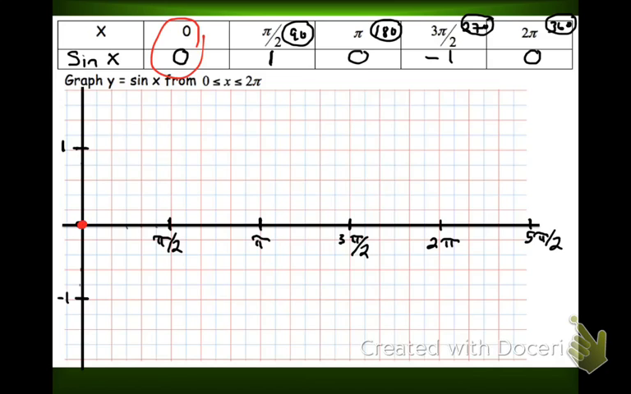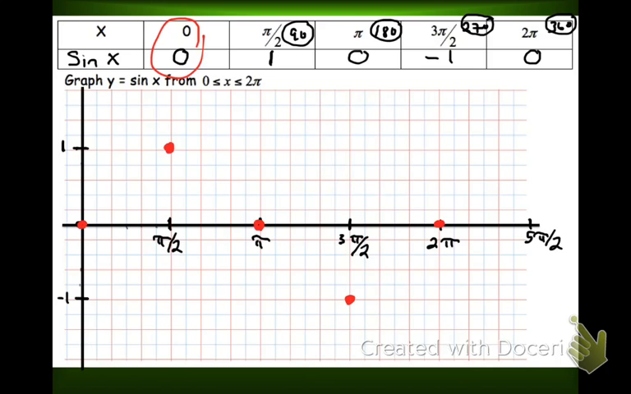So at pi over 2, we know we're all the way up at 1, so we're up here. At pi, we're back to 0. At 3 pi over 2, we're at -1. And at 2 pi, we're back up here at 0. So if I forced you to guess at 5 pi over 2, where would you be?